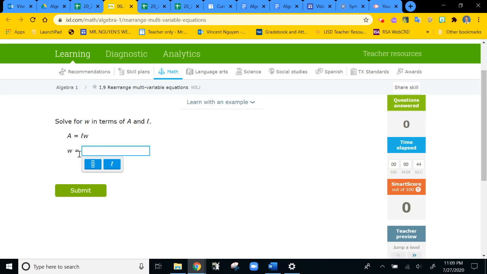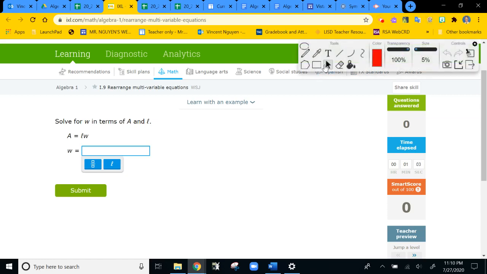So for example, in this equation A equals L times W, we want to isolate W. This is an area formula: area equals length times width, and we just want to know what the formula for the width is. It's actually quite easy. We're just going to use what we call inverse operations.